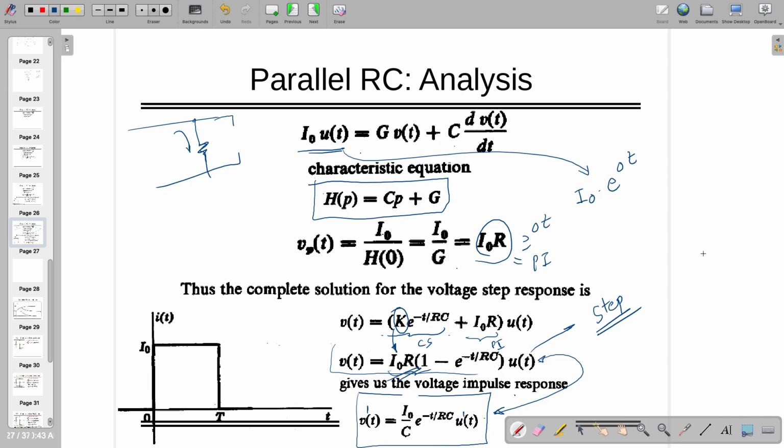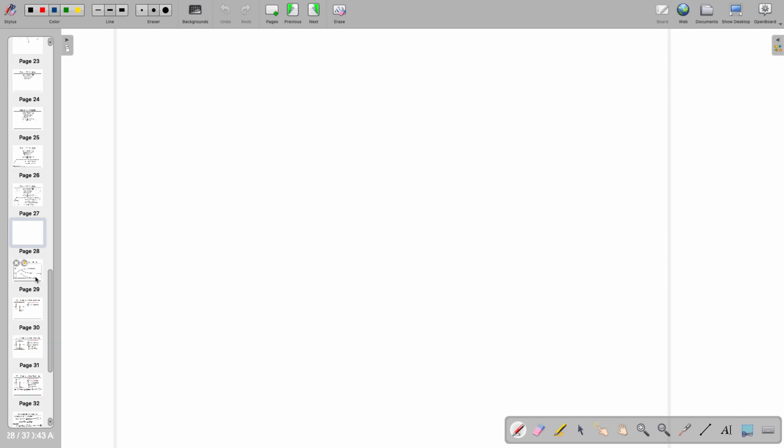Right. If you solve this, the first part is zero already. Right, the first part is zero. The second part is equal to I0. Do you want me to solve this, or if you want, I can? Yeah. Okay.